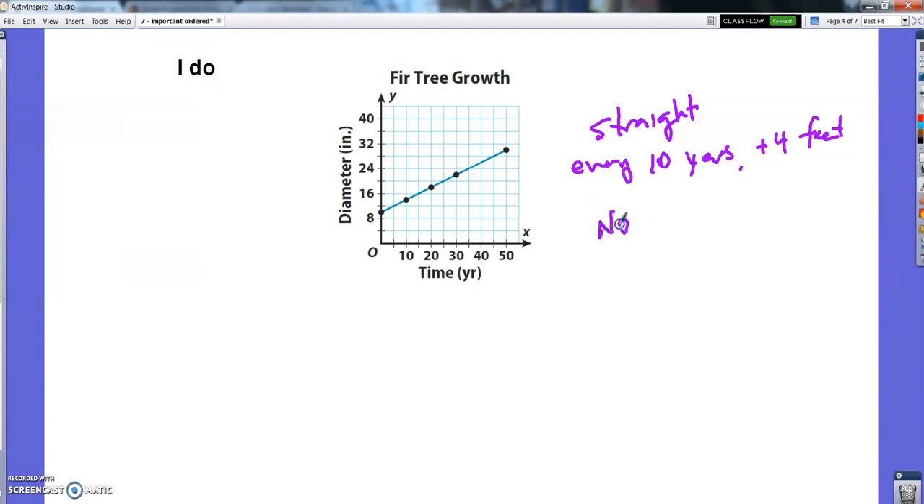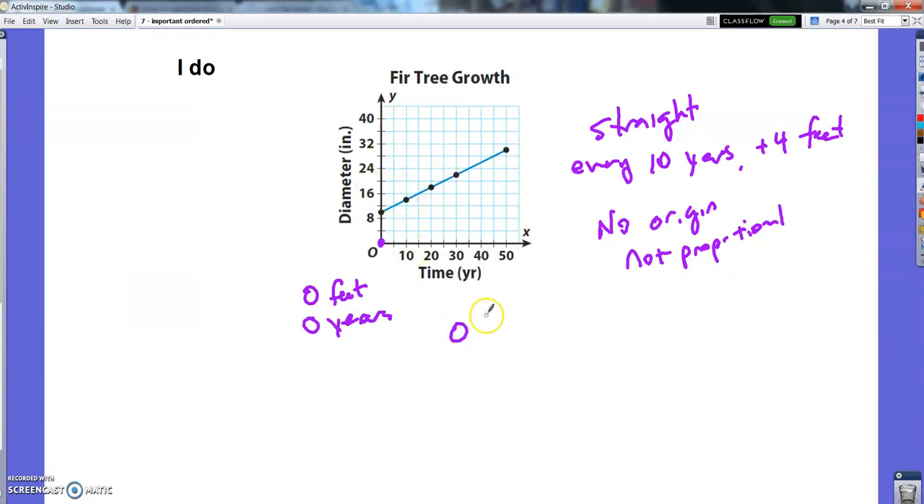But there's no origin here. So this is not proportional. To be proportional, I need it to be 0 feet after 0 years. But when they planted this tree, whenever they planted it, it had already started growing. So at 0 years, when they started measuring, it was already about 10 feet tall. So this is not a proportional relationship. 0, 0, I need that for proportional, and it's not there.